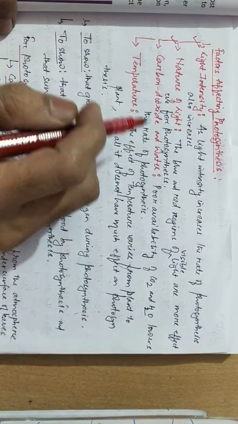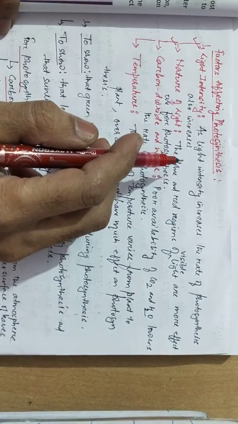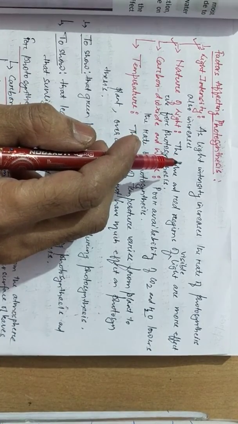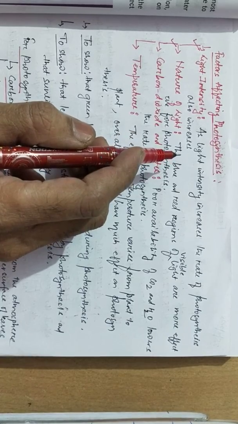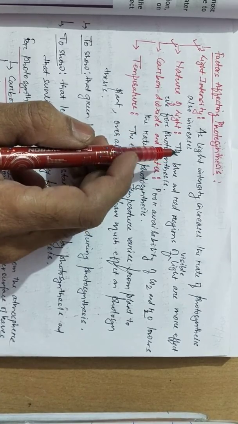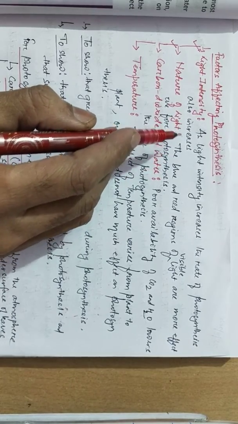Good afternoon, students. In our previous class, we discussed photosynthesis, what is photosynthesis, and we also discussed the chemical equation or the reaction for photosynthesis. We discussed the factors which can affect photosynthesis. Now here we'll have a quick recap of the factors which affect photosynthesis.